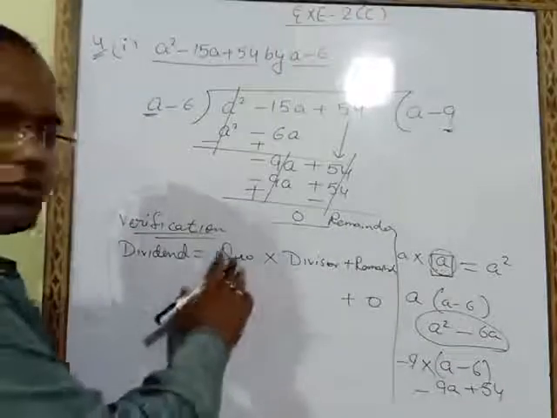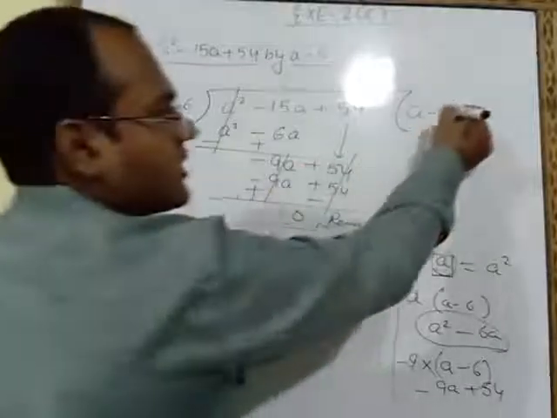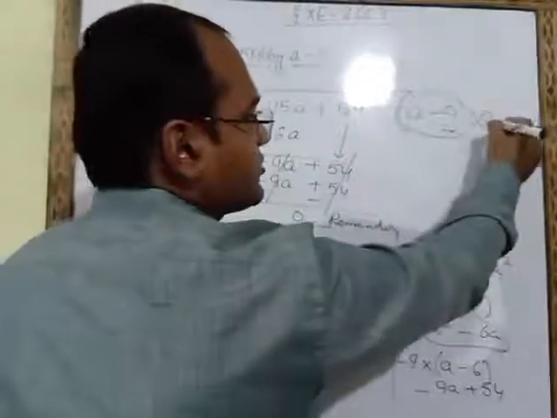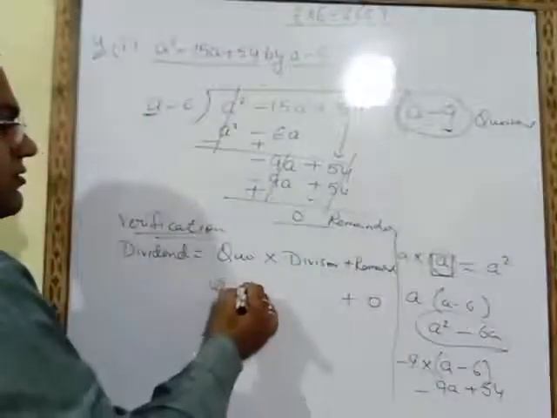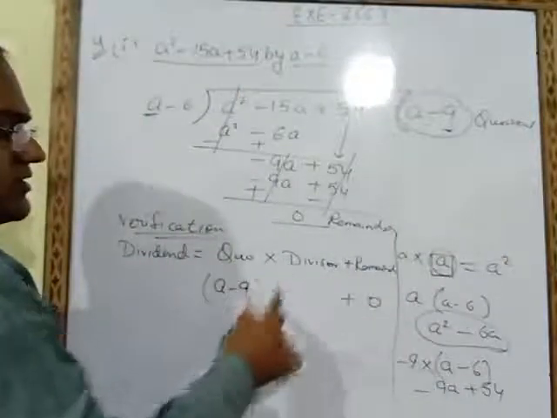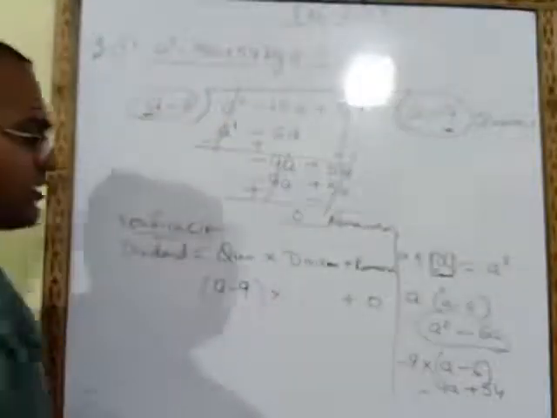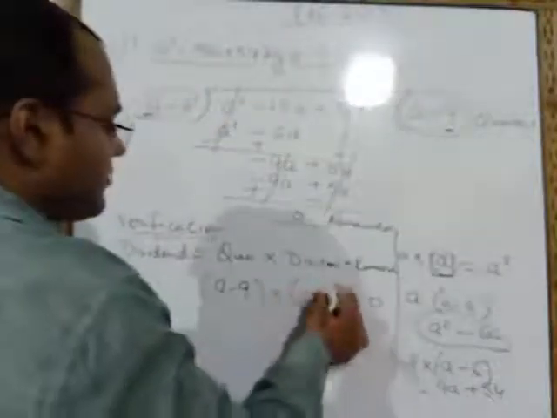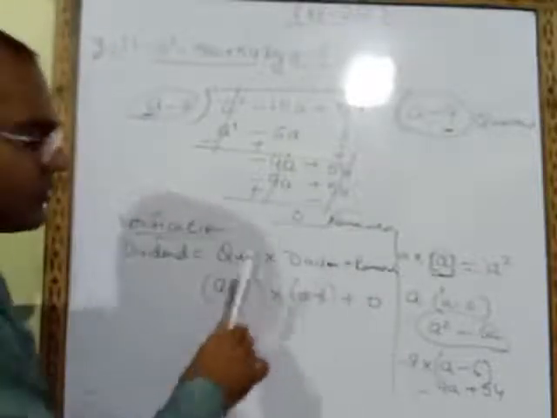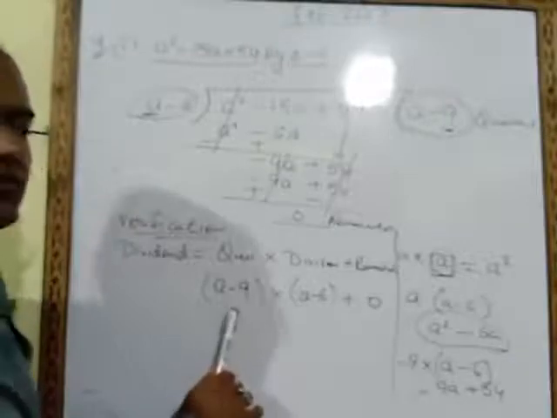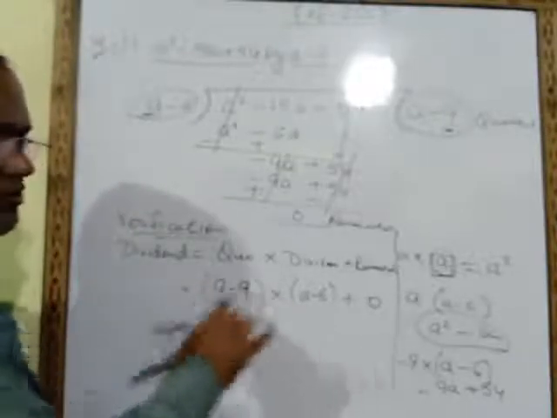Now here it is quotient multiply divisor. Quotient is the number which we are getting here in the answer. This is the quotient, into divisor. This is the divisor. So we have to multiply these two. Quotient multiply divisor. In order to multiply these two, we have to write them in brackets. Now we have to multiply these two brackets first.